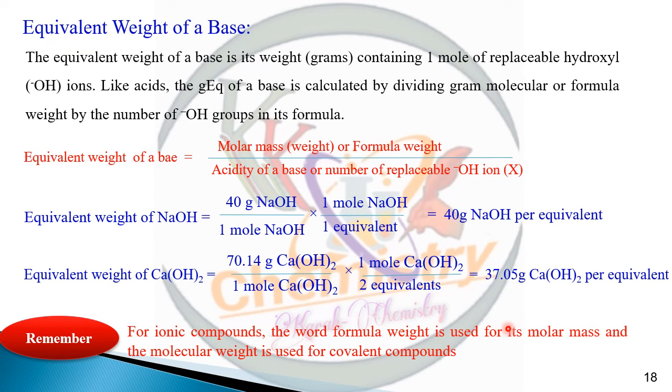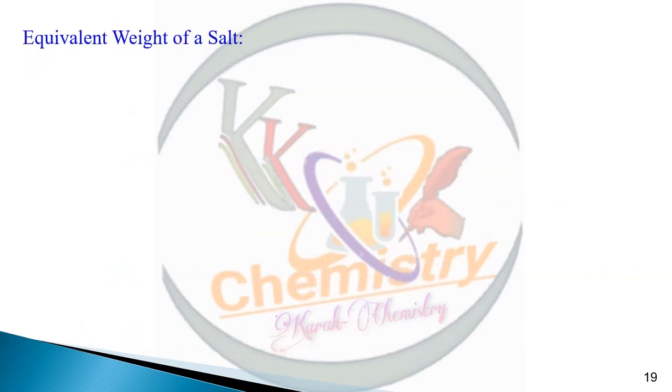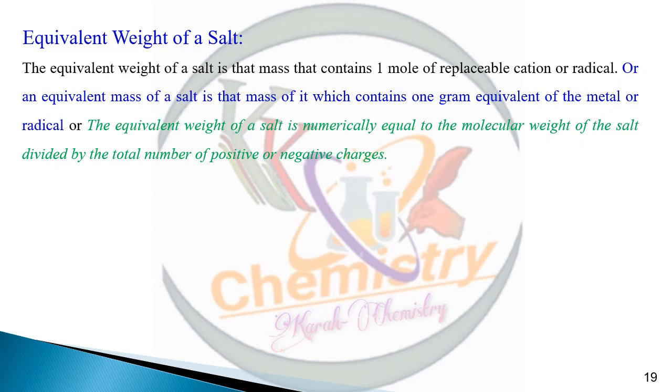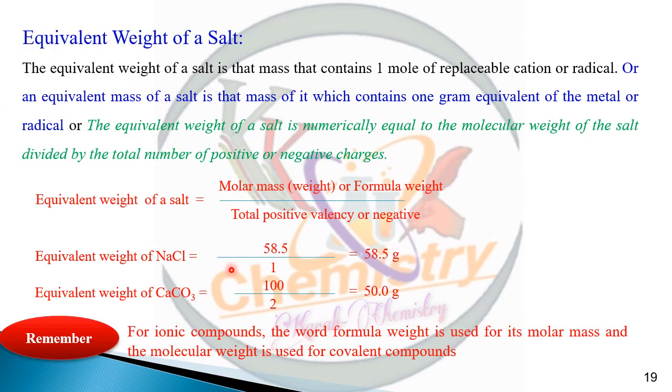Well, remember that for ionic compounds we use the words formula mass, and for molecular compounds we use the words molecular weight or molecular mass. Well, the equivalent weight of a salt: by equivalent weight of a salt we mean the number of positive ions or cations produced by that particular salt. The equivalent weight or mass of a salt is that mass of it which contains 1 gram equivalent of the metal, its radical or cation, or it is numerically equal to the molecular weight of the salt divided by the total number of positive charges.